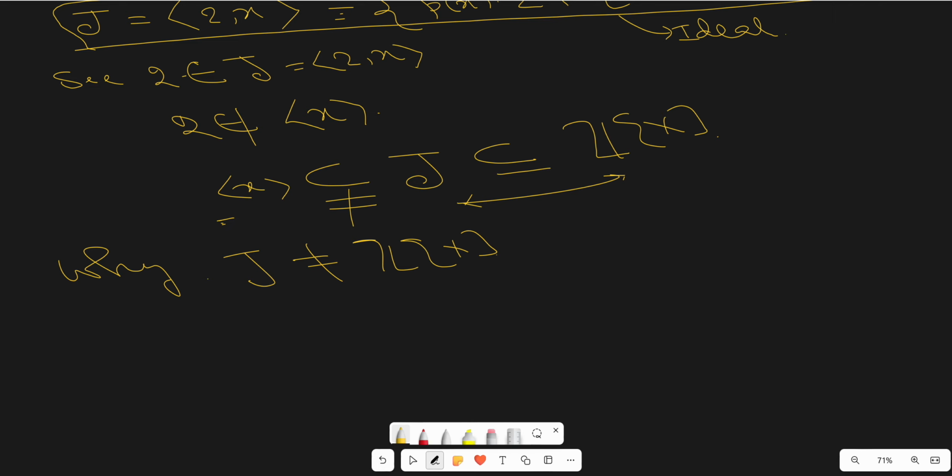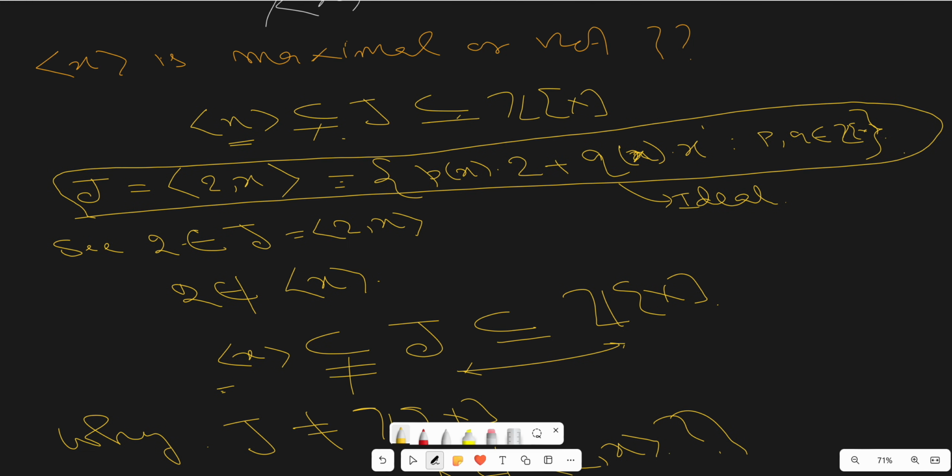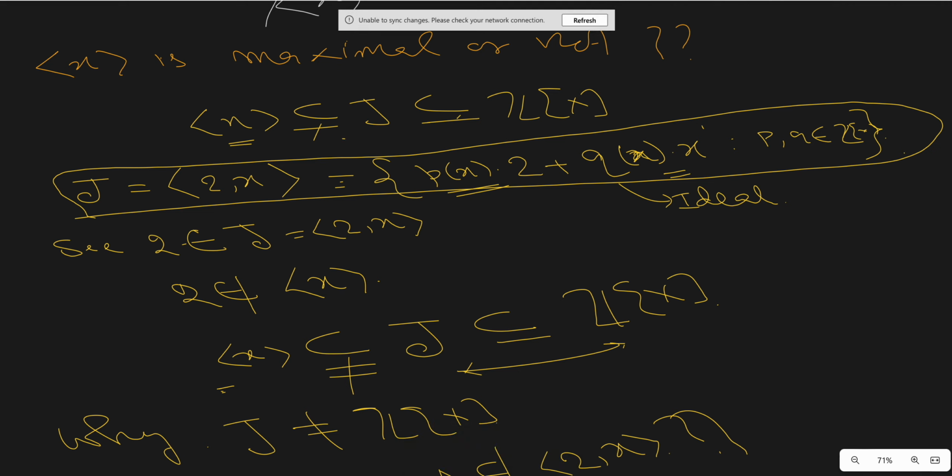See here, Zx contains 1. This is a commutative ring with unity, right? But what do you think about whether 1 is inside J? Think. 1 is not inside here. How do we generate 1 from here, px into 2 and qx into x? Can you tell me? You cannot generate 1 here.